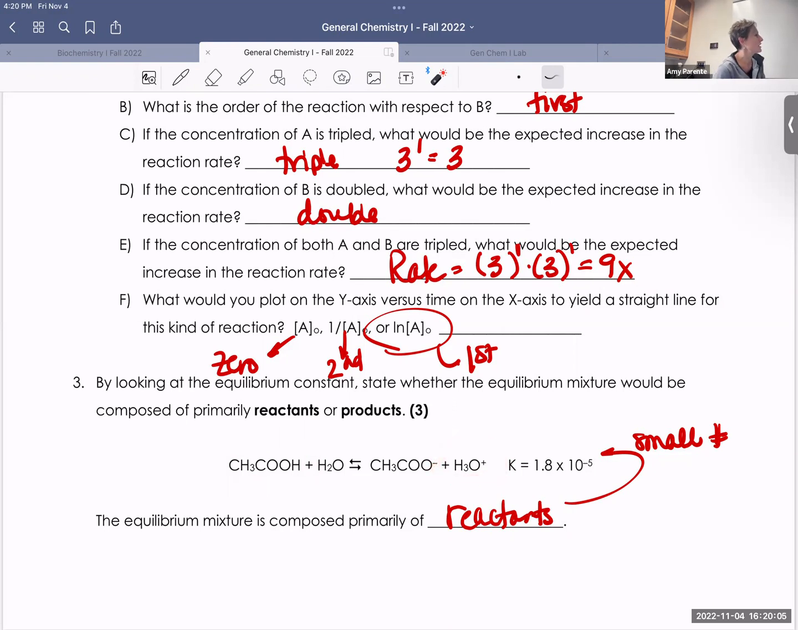But for any equation that you're given, we look at this like a number line. Small numbers lie on the left side of our number line, and so that favors reactants.